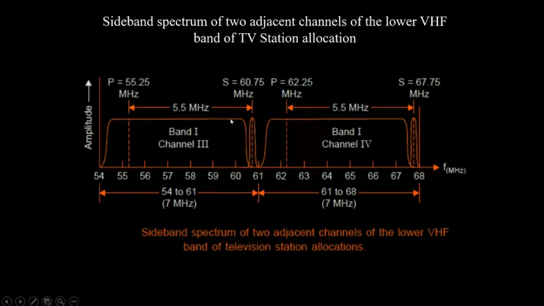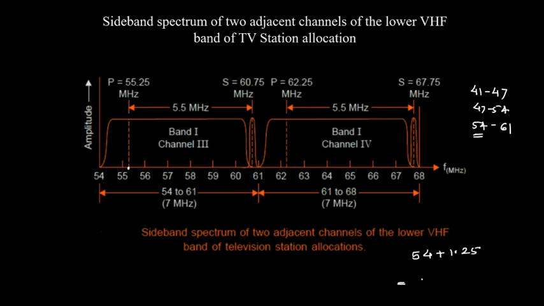Now the channel allocation. So how are you allocating the channel? If I take the example of band 1, we have seen band 1: the first channel is 41 to 47, then 47 to 54, and the third channel is from 54 up to 61. So are you going to transmit your picture carrier immediately at 54? No, it's 1.25 away from the start of the channel.